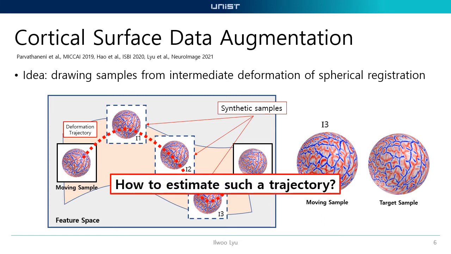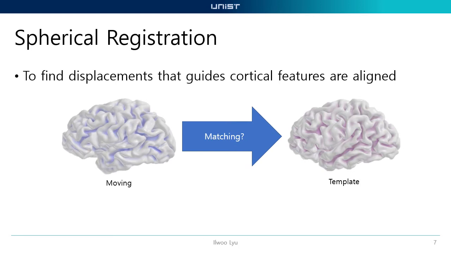So the question is how we get such a trajectory to get the synthetic samples. Okay, so to connect the idea to the data augmentation on spheres, let's talk about spherical registration here. Spherical registration is to find a correspondence between two surfaces. We have cortical surfaces here, but usually we can assume that all these cortical surfaces have a spherical topology.